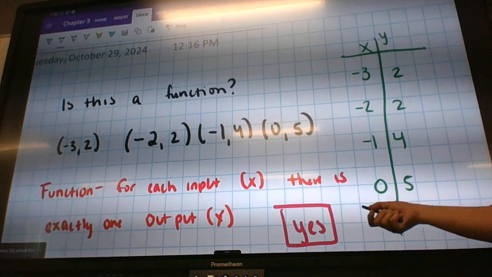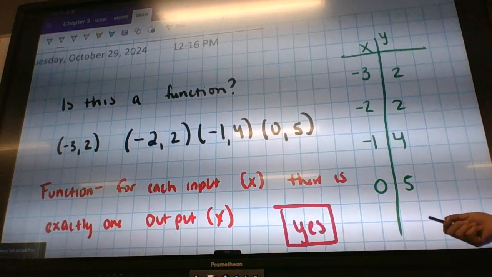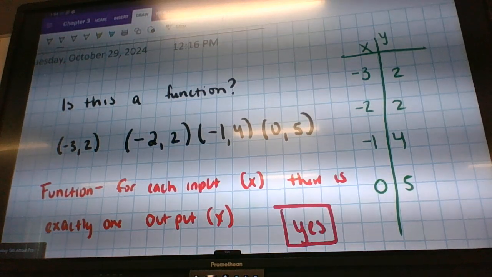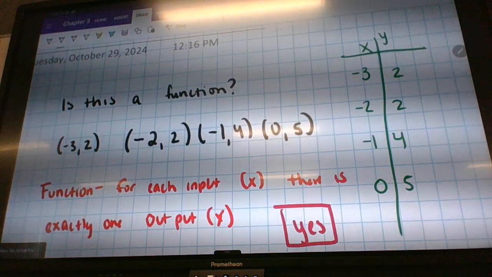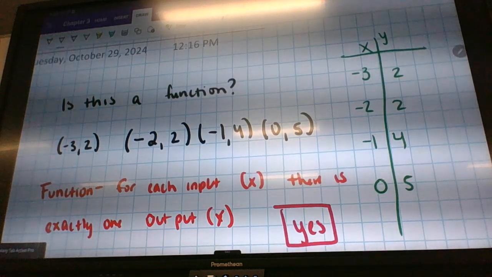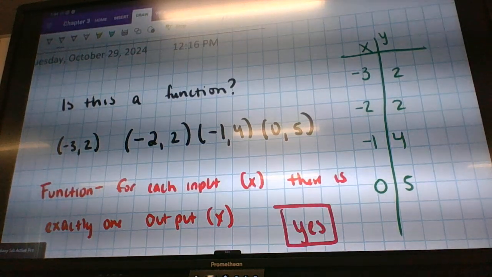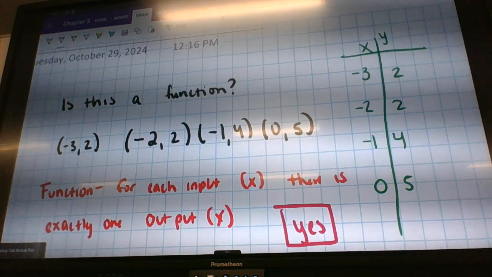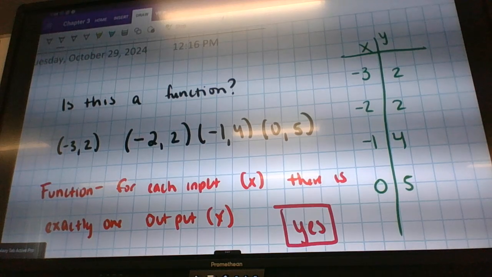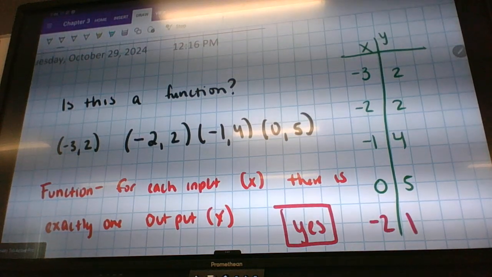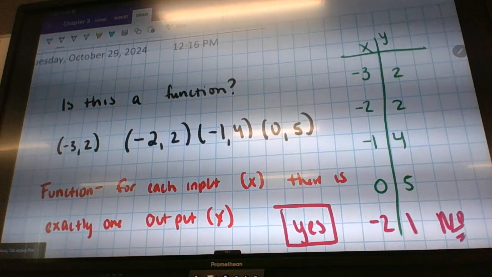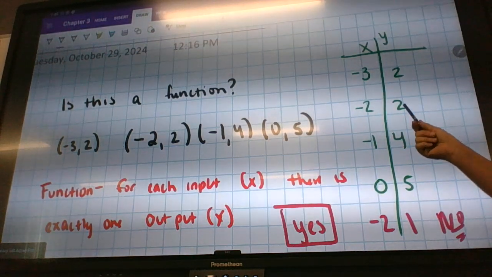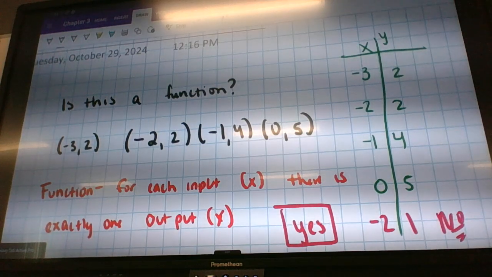Can anybody tell me an ordered pair that would result in this being not a function? Could you tell me a point that I could put down here that would turn this to no? Negative 2 and 1, correct. Negative 2 and 1 would immediately mark this non-function, because if I said x is negative 2, there are two possible answers, so that's not a function. Good job.